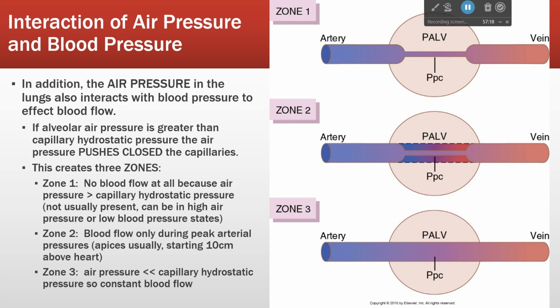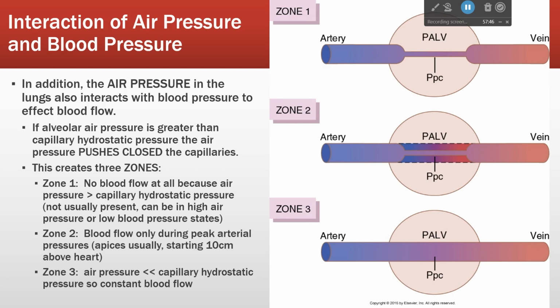So in zone 1, the air pressure is greater than the capillary hydrostatic pressure, so we get very poor perfusion. In zone 2, we get blood flow only during the peak of arterial pressure, right? Remember that arterial pressure is a curve, okay? So in zone 2, at systole, we're going all the way through unimpeded. At diastole, we have a small amount of flow.